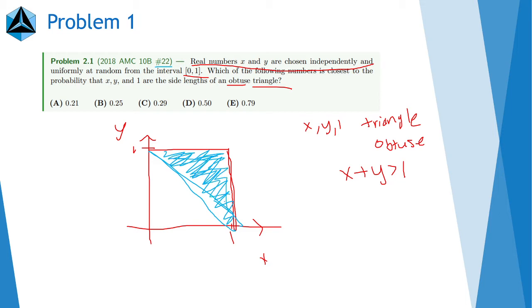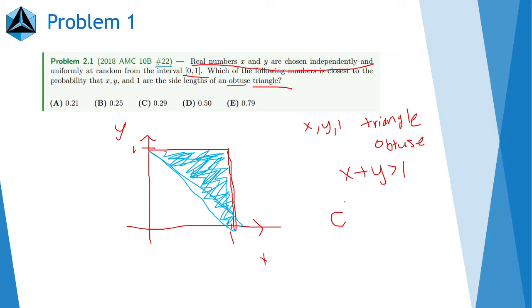By the way, I'm only considering area within the square. So we got that condition down, but they want to know about an obtuse triangle. And so how do we do that? If you're not sure with this, there are proofs for this.